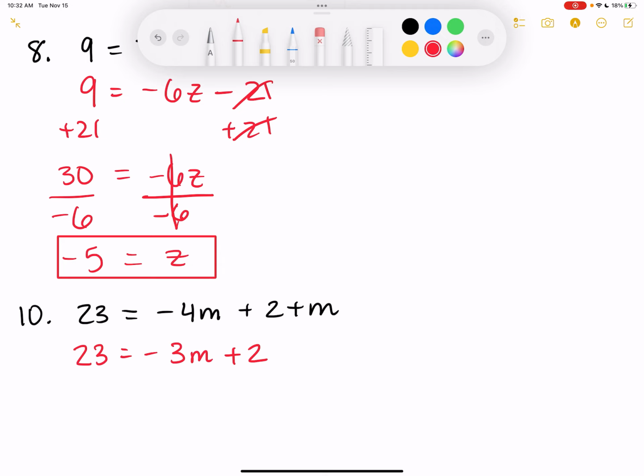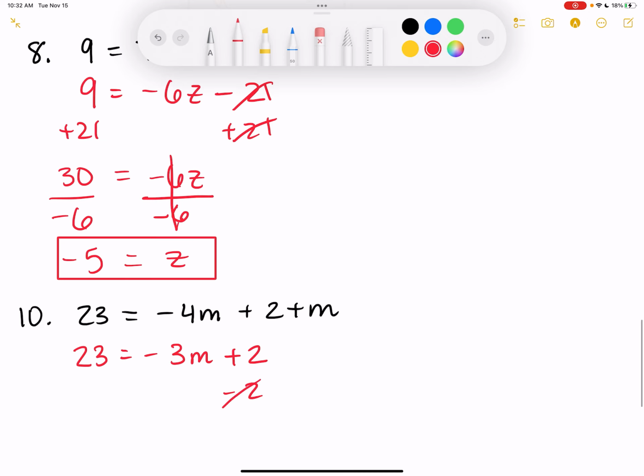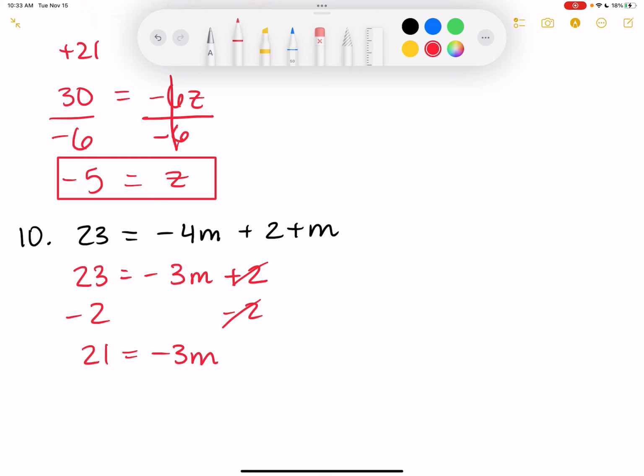Now what? Subtracting 2 on both sides. 23 minus 2 is 21. 21 equals -3m. Now what? Divide by -3 on both sides. 21 divided by -3 is? -7. -7 equals m.